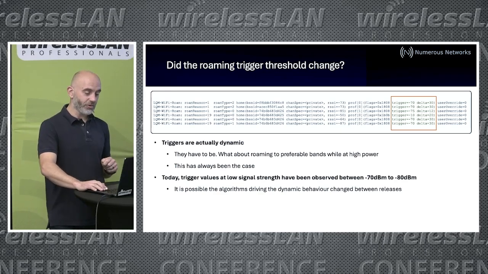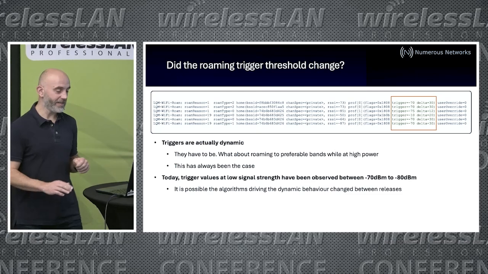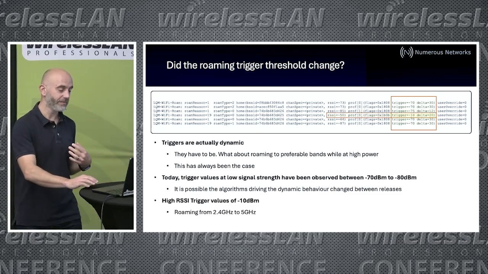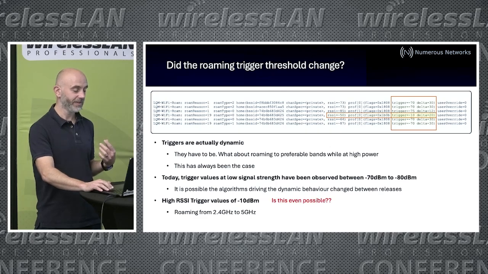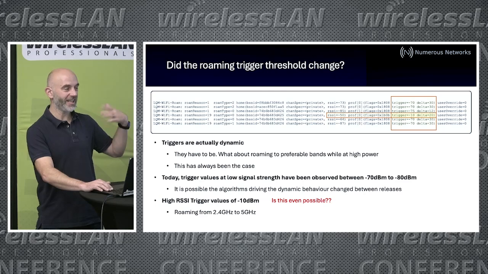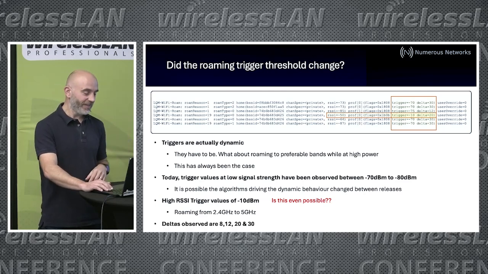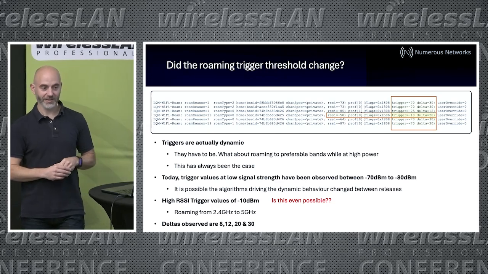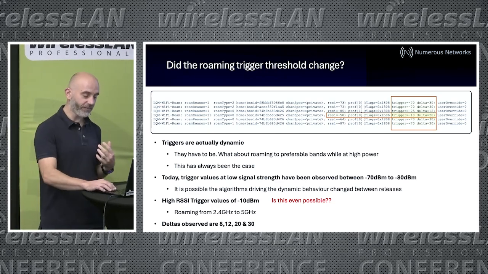So I've seen trigger values between negative 70 to 80 at the low end, and I've seen trigger values of negative 10. That's not possible. That's just an arbitrary value to get it to do stuff, all right? And deltas, they're not just 8 or 12. I've seen 30. Okay, so there's stuff going on.